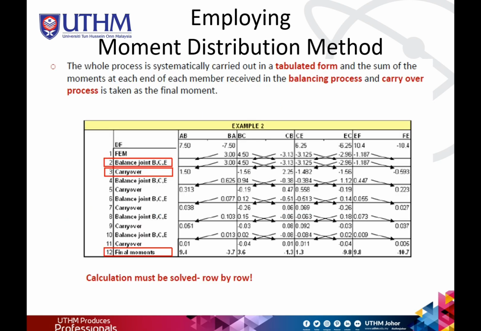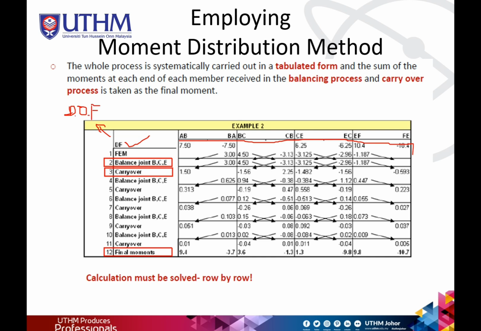The tabulated form of MDM will look like this. It depends on how many members we have. Then we will have distribution factors; we will look after this at how we can calculate DF. Normally the distribution factor is related to the degree of freedom.